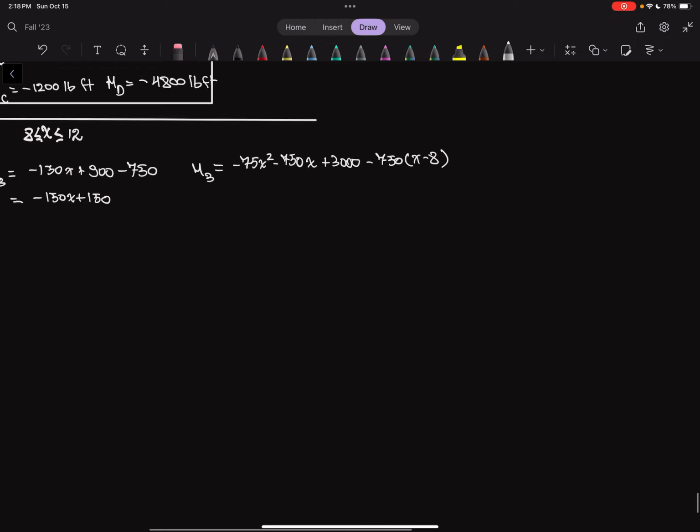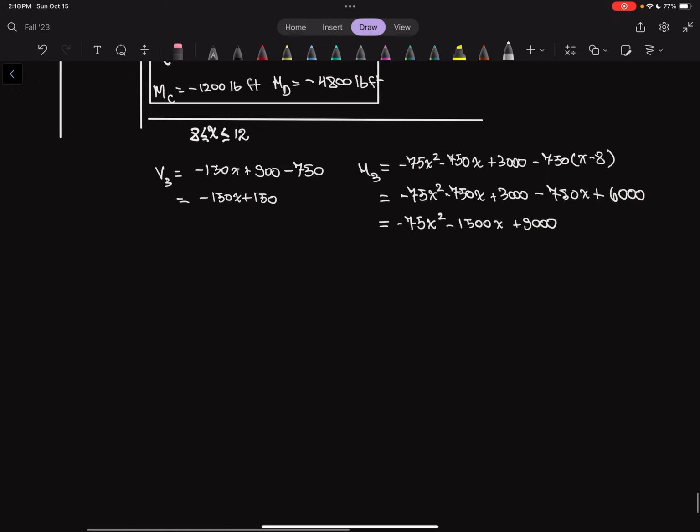So let's simplify that a little bit. Minus 75x squared minus 750x plus 3,000 minus 750x plus 750 times 8. 750 times 8, which is 6,000. And so what is that going to be? Minus 75x squared minus 1500x plus 9,000.